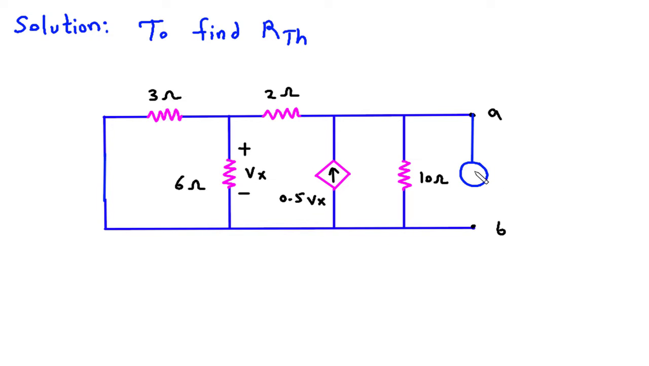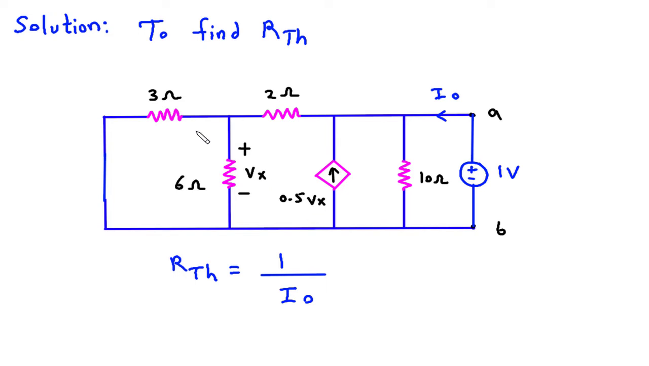volt voltage source here. This will be positive, this will be negative, and let's say it is of 1 volt. Now let's say this is current IO. So from this RTH will be equal to 1 volt divided by IO. Now to find RTH we have to find this IO.